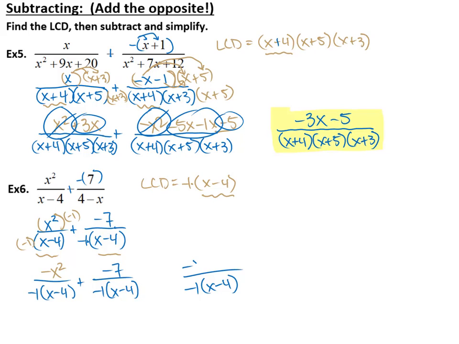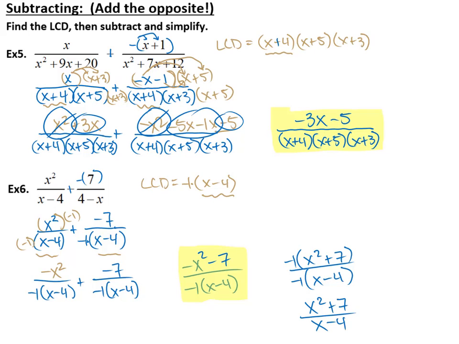And now we can add those two numerators together. X squared plus negative 7 is negative x squared minus 7. You could leave it like this. If you wanted to, you could factor out that negative sign from the top. You could do a little extra work. That would leave you with positive x squared plus 7. And then you can cancel the negative 1 in the top and bottom, and it might look a little cleaner. X squared plus 7 over x minus 4. Something like that. Might be a slightly nicer looking version of the same answer, but they are both essentially the same. So that's it. Our least common denominator, negative 1 times x minus 4.